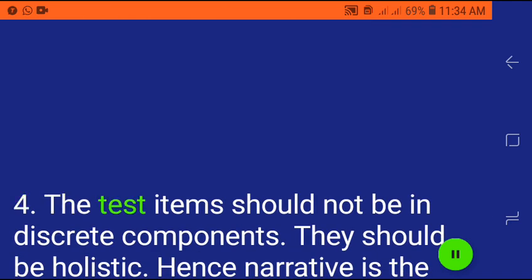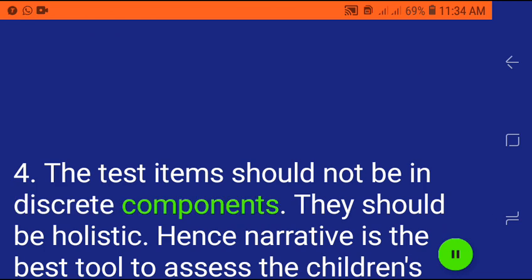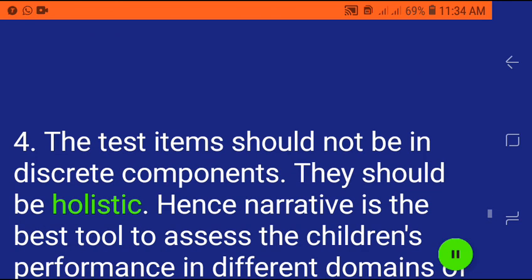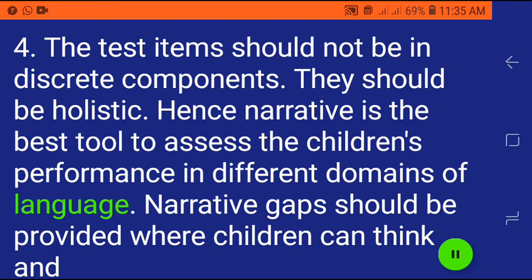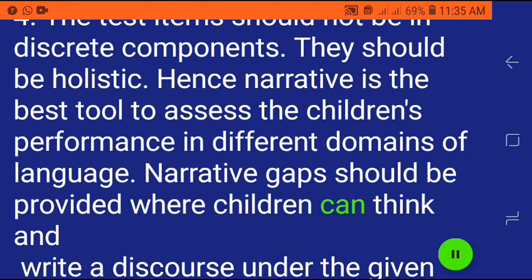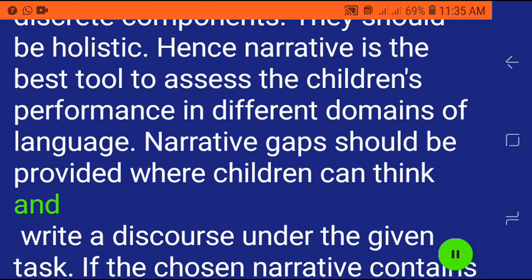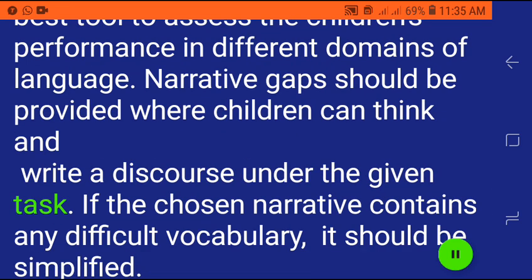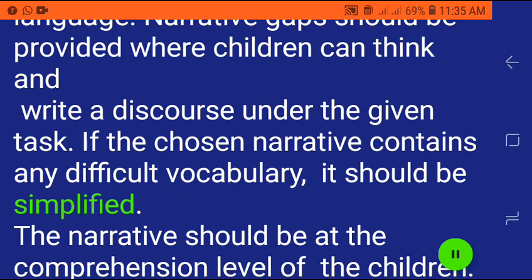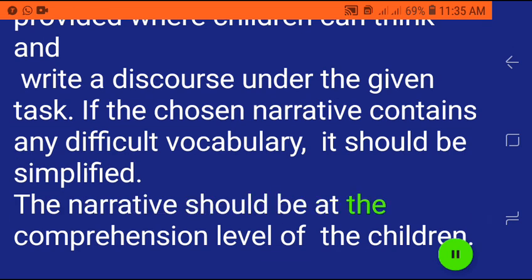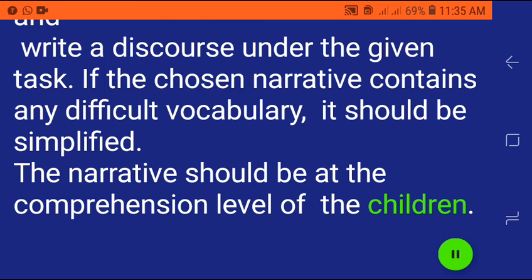4. The test items should not be in discrete components. They should be holistic. Hence, narrative is the best tool to assess the children's performance in different domains of language. Narrative gaps should be provided where children can think and write a discourse under the given task. If the chosen narrative contains any difficult vocabulary, it should be simplified. The narrative should be at the comprehension level of the children.